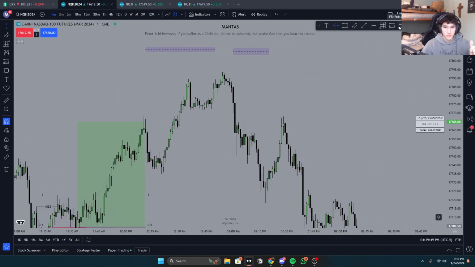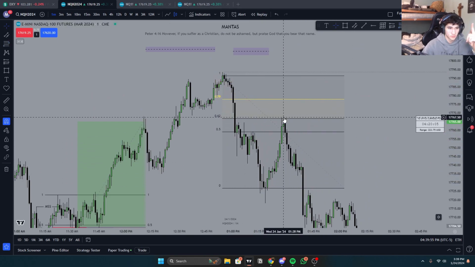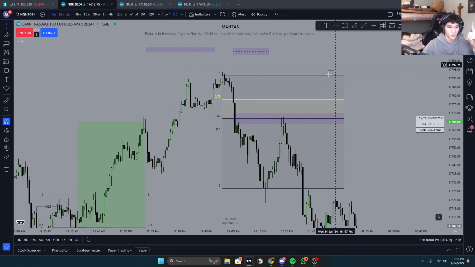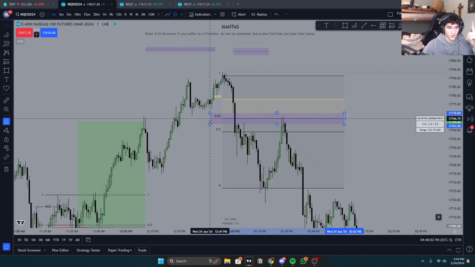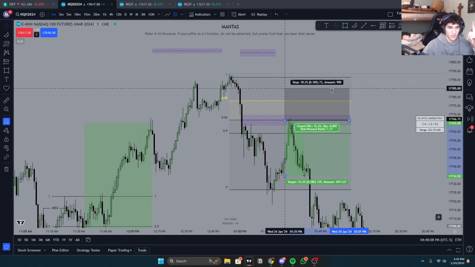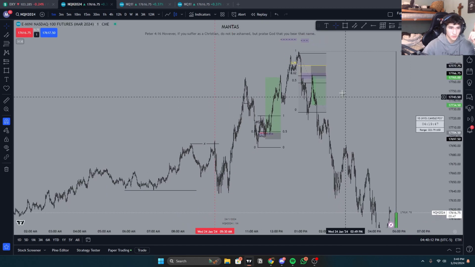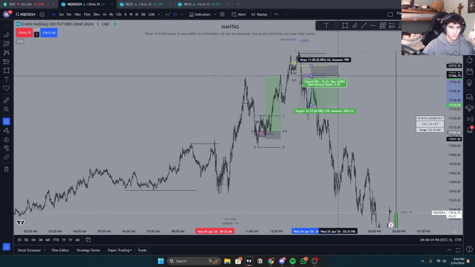If we retrace into OTE, the bodies, because I taught you guys about using the bodies for OTE, let's see what that looks like. Looks like we tap perfectly into an OTE fair value gap. So the equilibrium of this fair value gap, the consequent encroachment of this fair value gap, that is where my entry was, right here, with my stop at the top, right here, 11 handle stop. And you know what I was targeting?